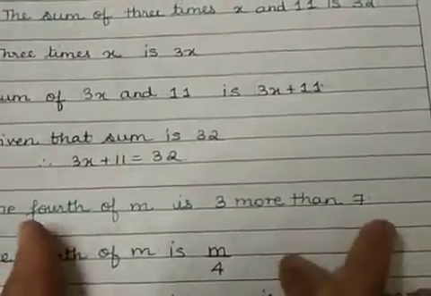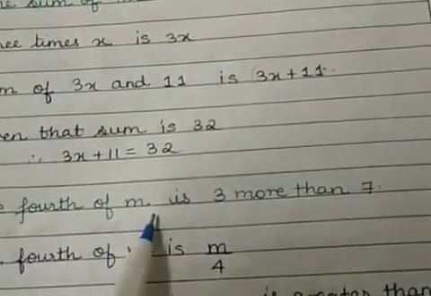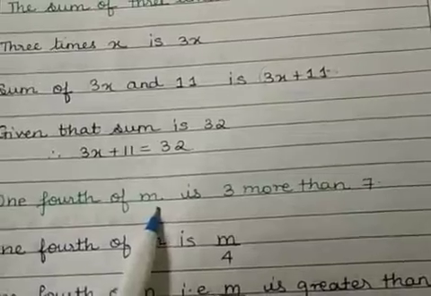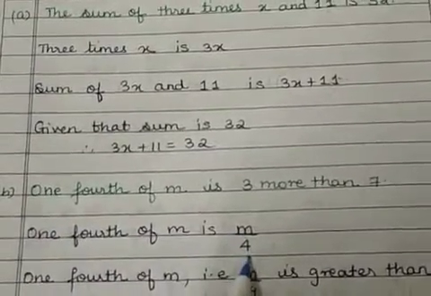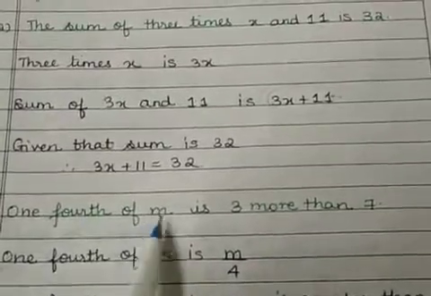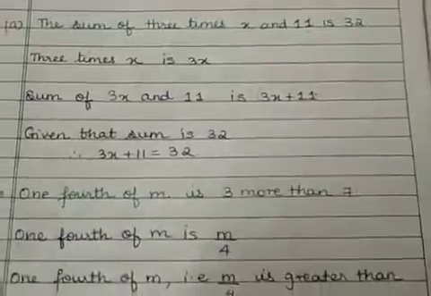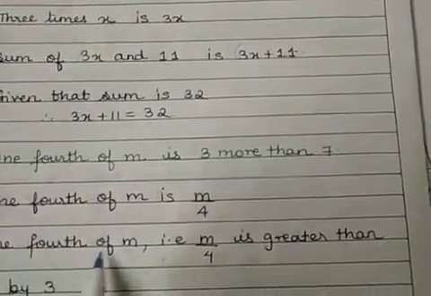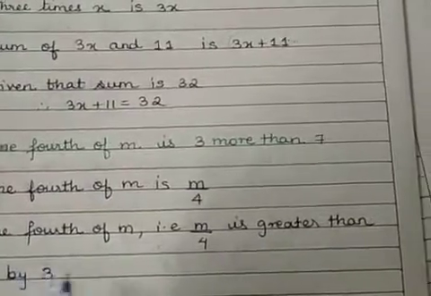So when you are given the statement, break the statements. First it is said 1/4 of m. So how do you denote 1/4 of m? 1/4 of m is m upon 4. 1/4 of m is 3 more than 7. So 3 more means what? It means m upon 4 is greater than 7 by 3.